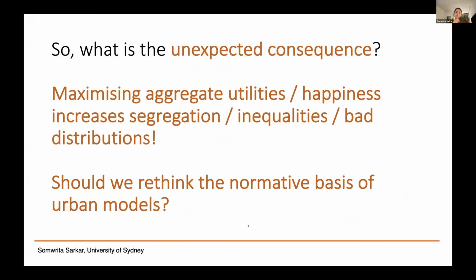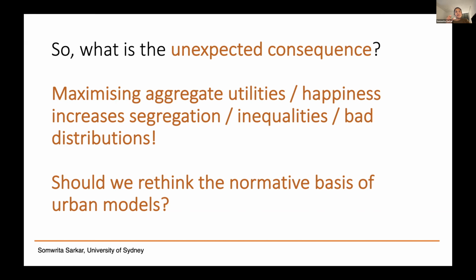So I guess the unexpected consequence is that maximizing aggregate utilities or happiness is actually ending up increasing segregation, increasing inequalities, and increasing bad distributions. And so should we consciously be rethinking some of the normative basis of urban models and what we are studying for? Should we develop new indicators which actually focus on distribution and measurement of distributional inequalities?